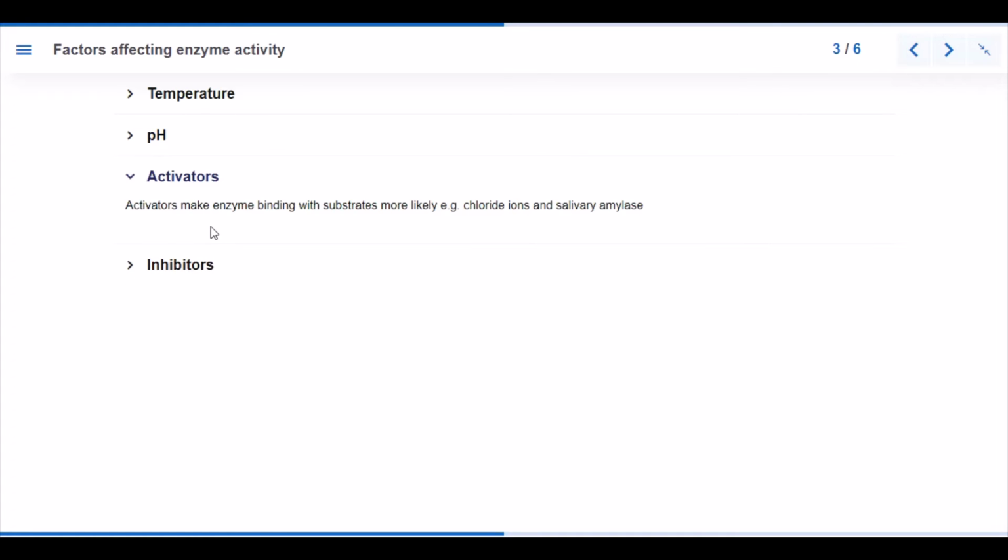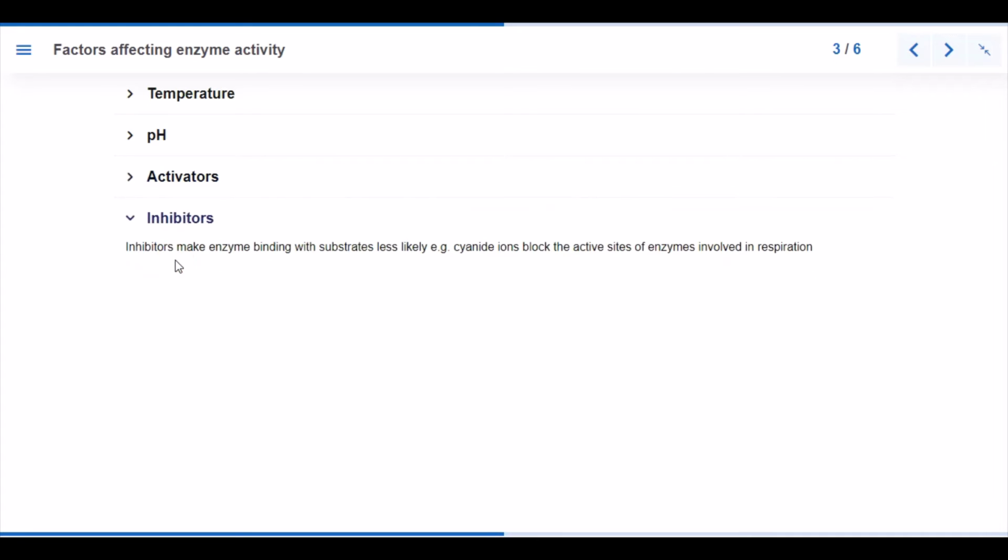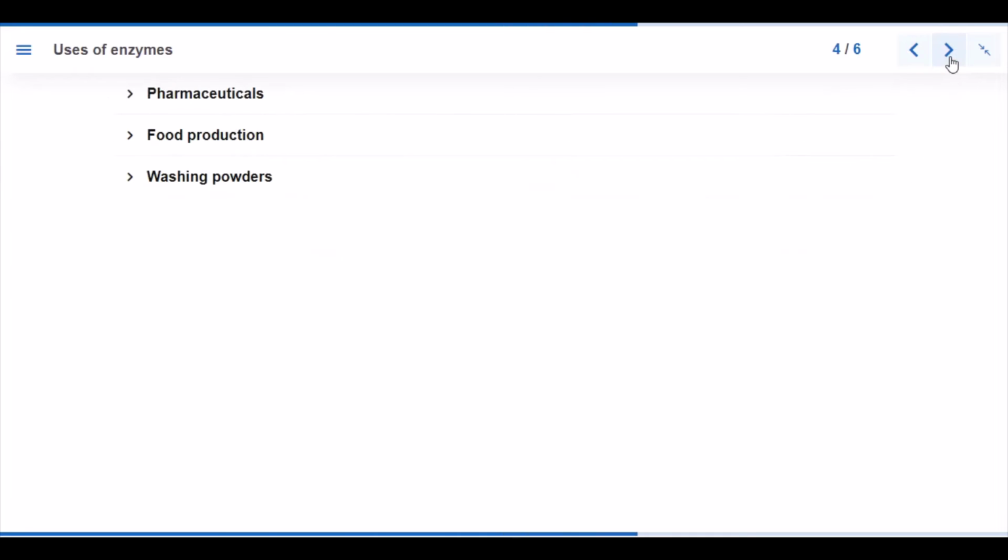Activators. Activators make enzyme binding with substrates more likely, e.g., chloride ions and salivary amylase. In this case, the chloride ions serve as the activator. Inhibitors make enzyme binding with substrates less likely. Example, cyanide ions block the active sites of enzymes involved in respiration.